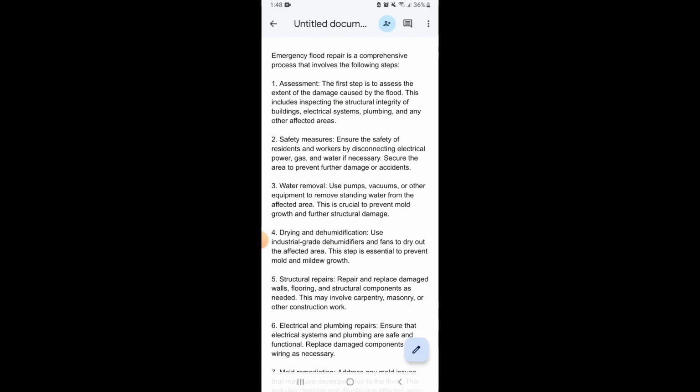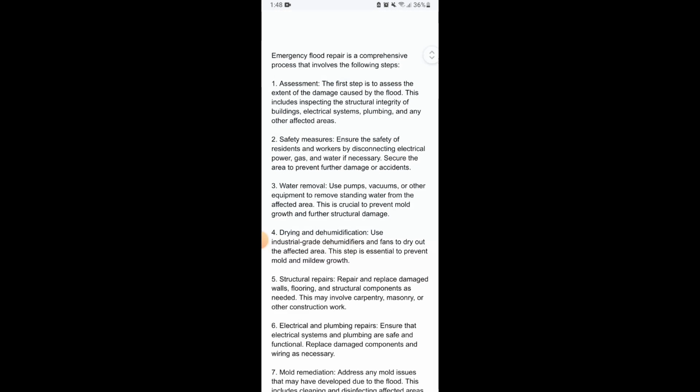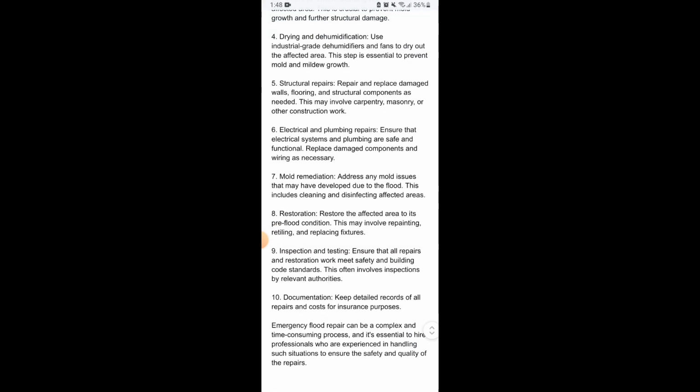Okay friends, first of all I told you about the emergency phone number, and second I described these important steps of this problem's solution. So these steps are 10. And the last point: emergency flood repair can be a complex and time-consuming process, and it's essential to hire professionals who are experienced in handling such situations to ensure the safety and quality of the repairs.